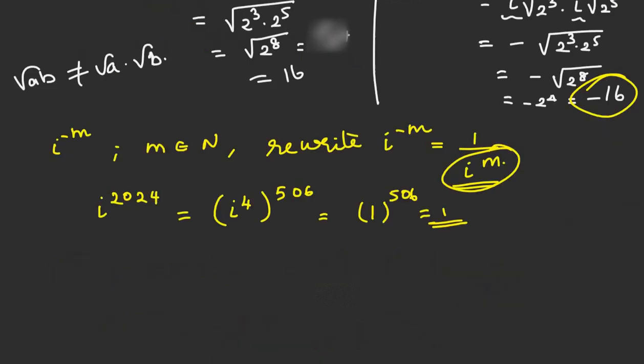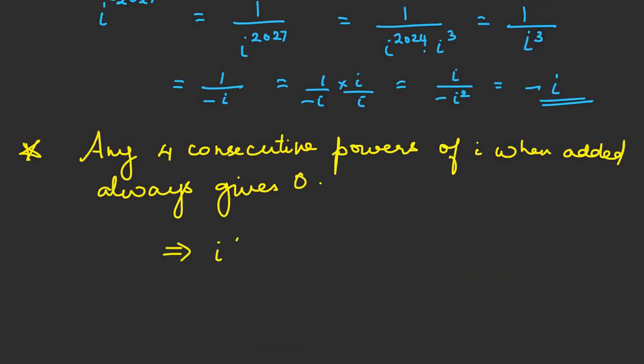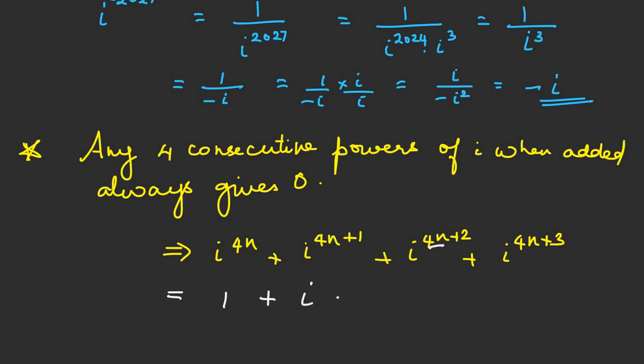Now I want to find i power 4n plus i power 4n plus 1 plus i power 4n plus 2 plus i power 4n plus 3. Let us see what is the value for this. i power 4 is 1, so i power 4n is 1. Then i power 4n plus 1 is 1 into i, which is i. i squared becomes minus 1, so this is minus 1. i power 3 becomes minus i, so this is minus i. Now this gives us 0.